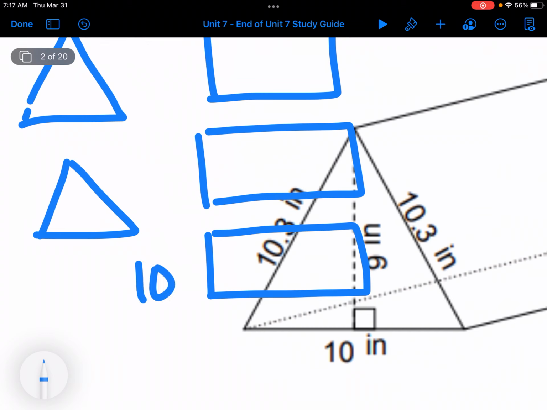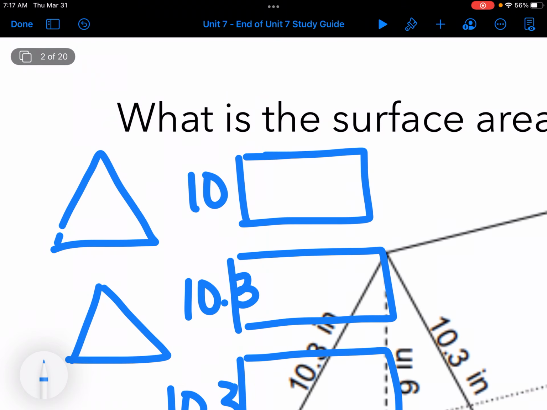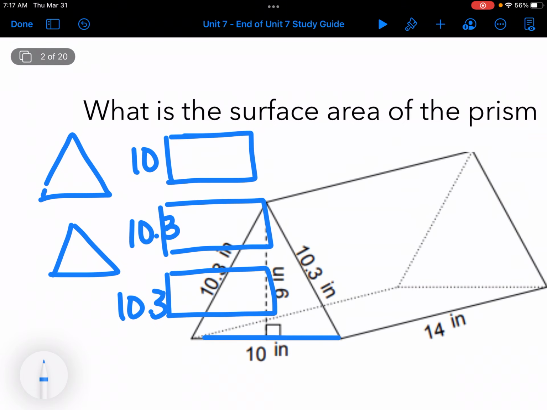So that would be 10.3, 10.3, and then 10. And then the length for all of them comes from the distance between the two triangles, which is 14. I know the base and height of my triangles are 10 and 9.